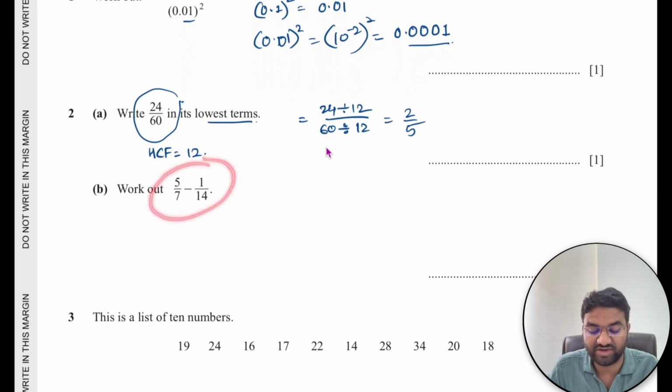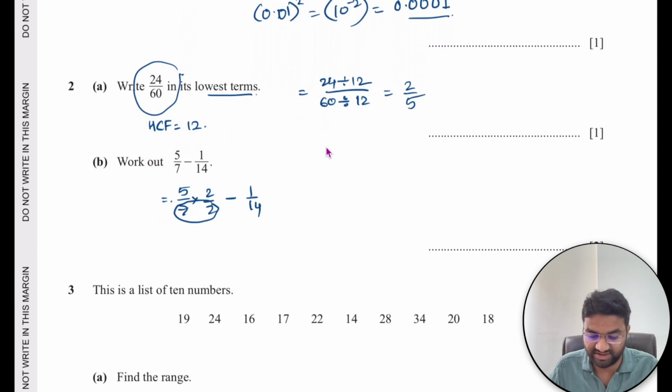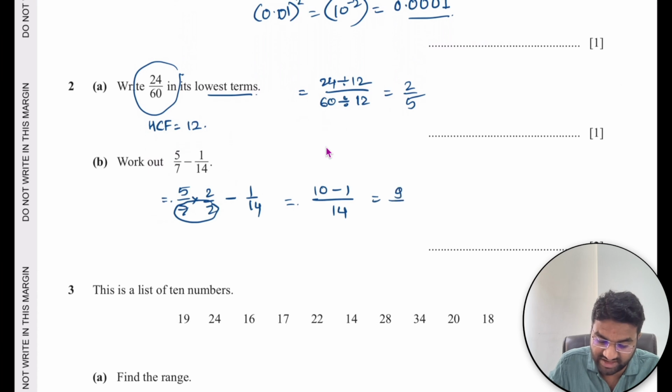Then next, work out 5 by 7 minus 1 by 4. Now in this case, you first have to make the same denominator. Here we have 5 by 7, so you can multiply by 2, and the denominator becomes 14. So you can subtract just the numerator part: 10 minus 1 divided by 14, which is 9 by 14.